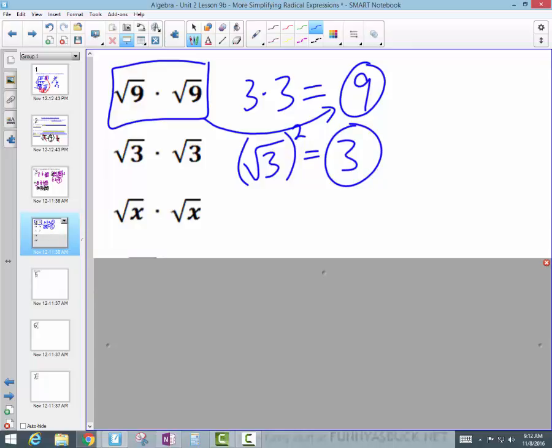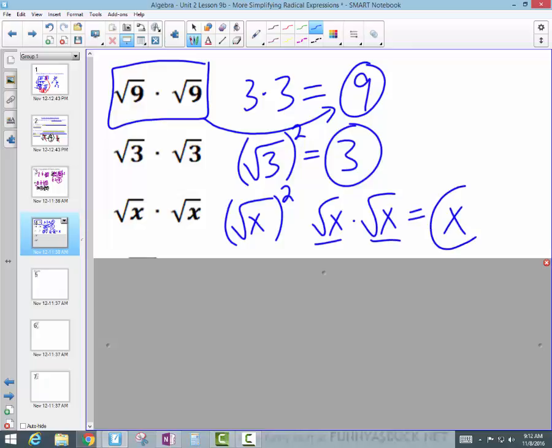We could say, if I have the square root of x times the square root of x, well, that's the square root of x squared. And so if I have the square root of whatever this is times the square root of that same thing, remember, by definition, the square root of x is the number that when I take it times itself, I get x. And so we're back to this answer of x. Once again, those square roots canceled each other out.